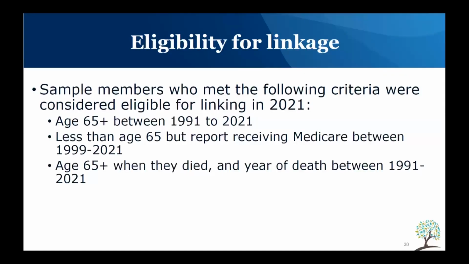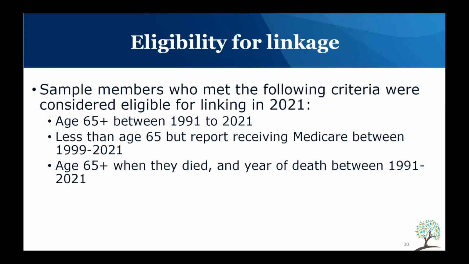So these are the criteria we've been using for eligibility for linkage. And what I have listed here is eligibility for linking in the 2021 wave. So sample members need to meet one of the following 3 criteria in order to be eligible for linking in 2021. Either they were ages 65 and over between our 1991 and 2021 waves. So we do link cumulatively, going back to 1991.